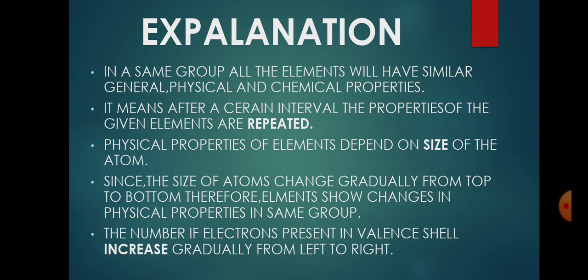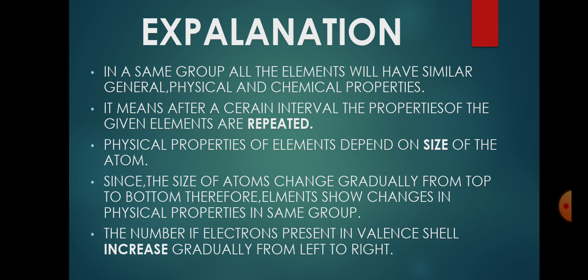Now, here the physical and the chemical properties. First of all we discuss the physical properties: the physical properties of the element depend on the size of the atom. The physical properties of the elements in the periodic table, also in the same group, depend on the atomic size or the atomic volume. Since the size of the atom changes gradually from top to bottom, therefore the elements show changes in the physical properties in the same group.